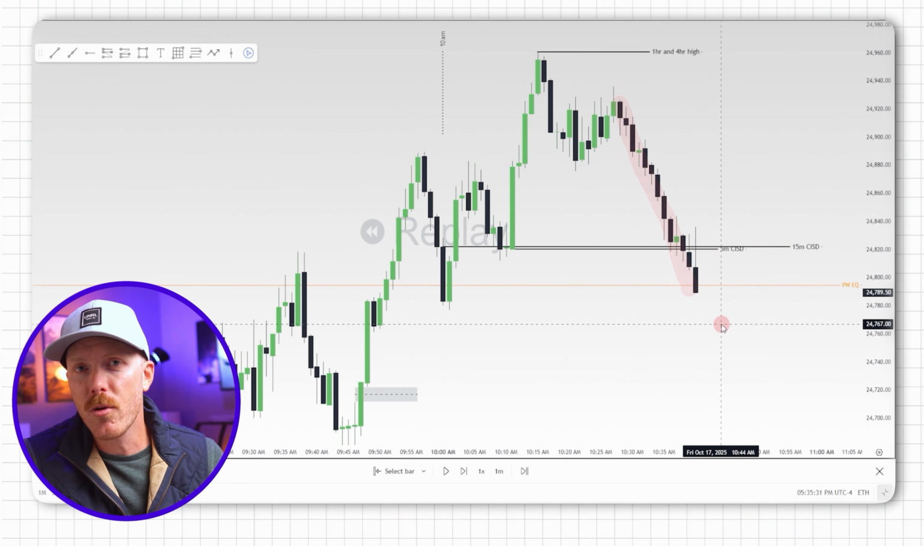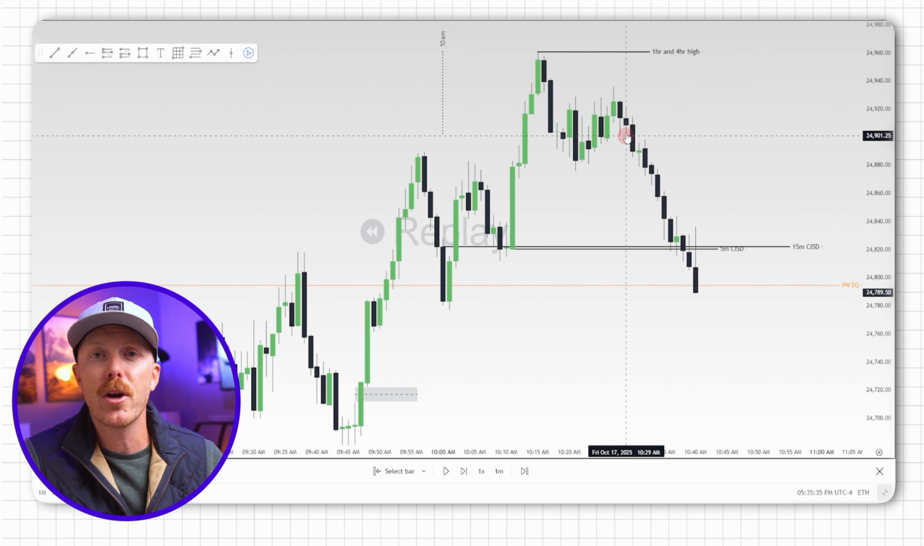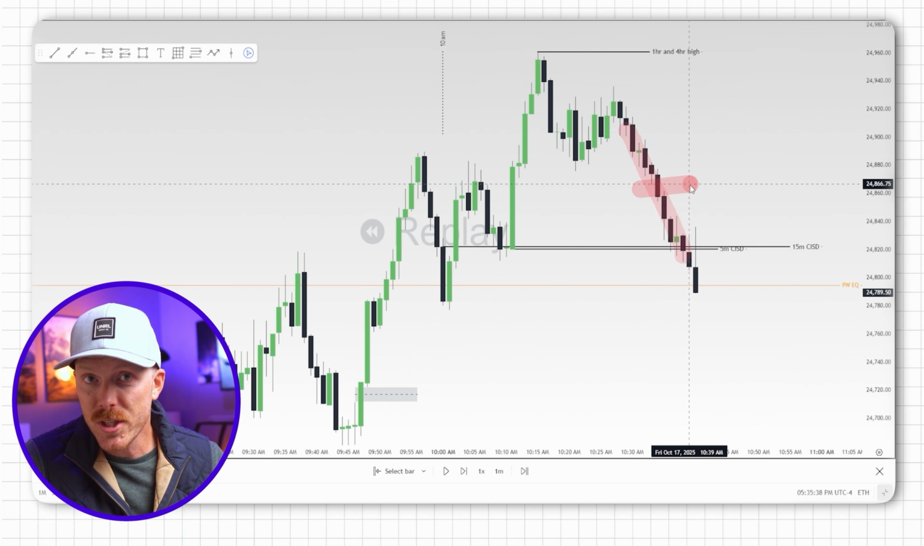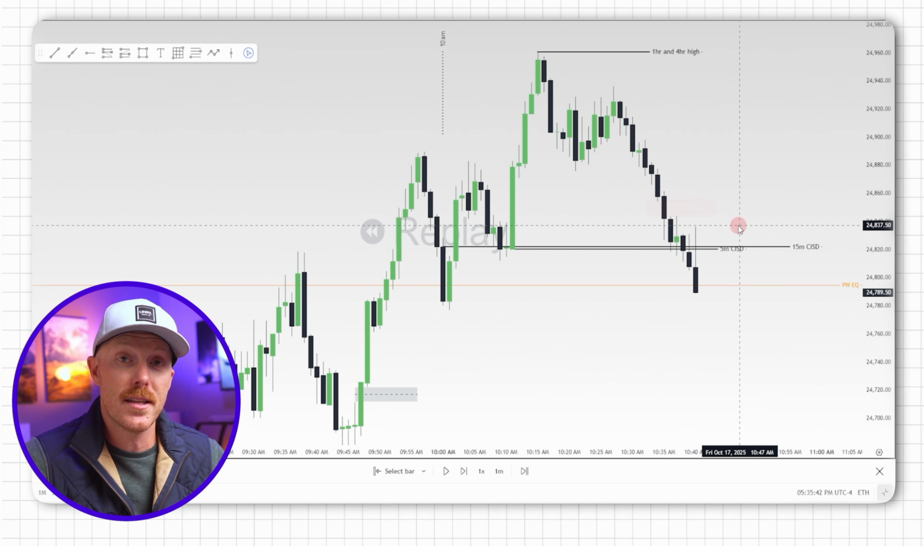This confirmed and created our change in state of delivery. That drive lower created bearish fair value gaps. These will be used as part of our entry for the next section. With this displacement and the change in state of delivery confirmed, we're done guessing.